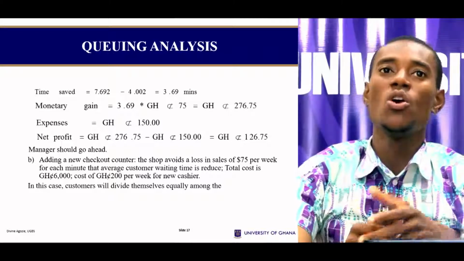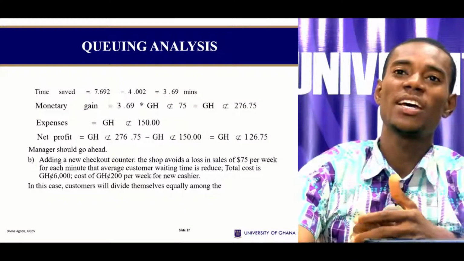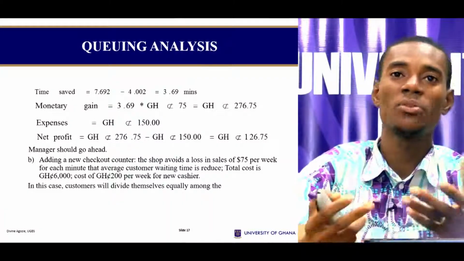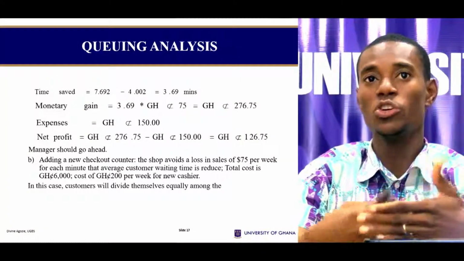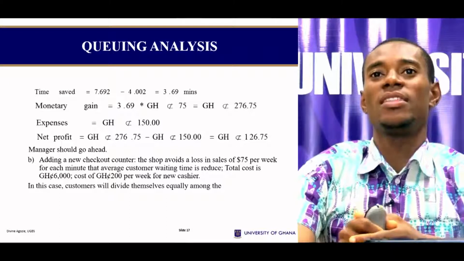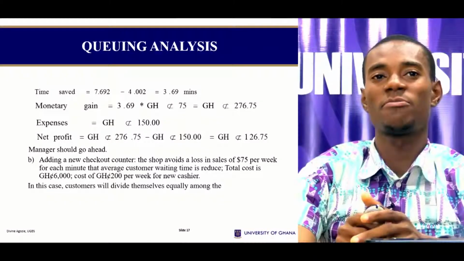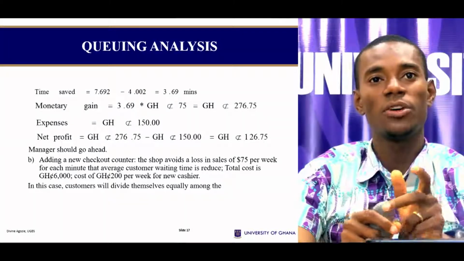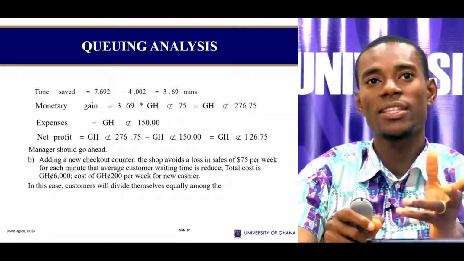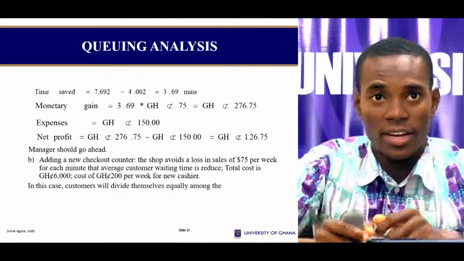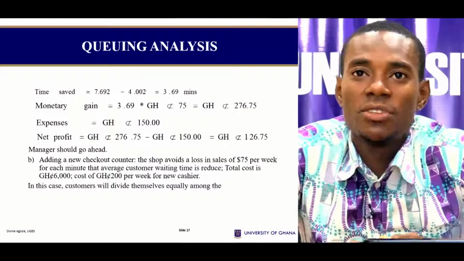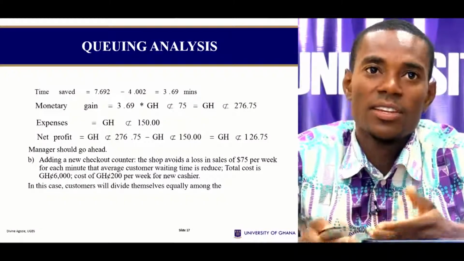I think it's something. Or we can look at the other case where we can decide to build another, let's say, outlet which will reduce the arrival rate. In this case, if we add a new checkout counter, then we will be avoiding 75 per week for each minute that the average customer waiting time is reduced. And then the total cost is 6,000, which is the cost of 200 per week for the new cashier. Now the 6,000, we can consider as the fixed cost because we may have to build a new facility and get all this kind of stuff.